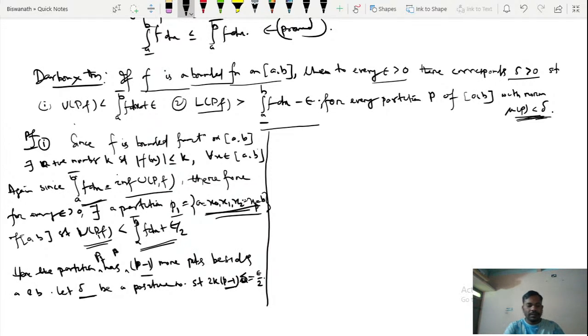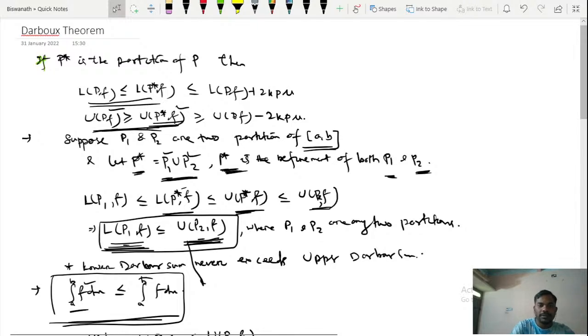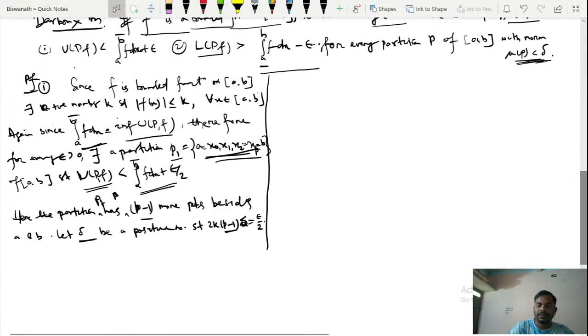And if you will see how I am choosing this thing, from the starting I already told you this 2pk mu is here. From that I am comparing my norm here, since norm mu p is less than delta, so for the norm I am using this delta, and now I am choosing this delta in such a way that 2k into (p minus 1) into delta is epsilon by 2. So this is the condition of delta.